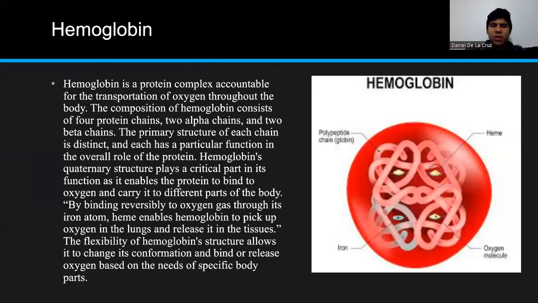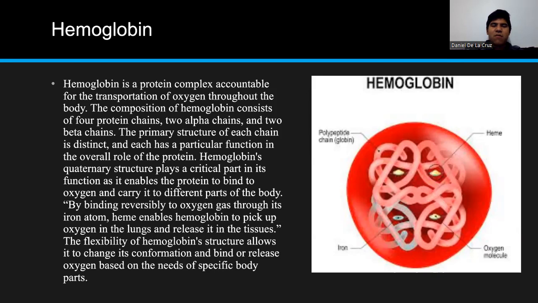So now I'm going to be talking about one of our proteins, which is hemoglobin. It is a complex protein accountable for the transportation of oxygen throughout the body. The composition of hemoglobin consists of 4 protein chains, 2 alpha chains and 2 beta chains. The primary structure of each chain is very distinct, and each has a particular function in the overall role of the protein. Hemoglobin's quaternary structure plays a critical part in its function, as it enables the protein to bind to oxygen and carry it to different parts of the body.